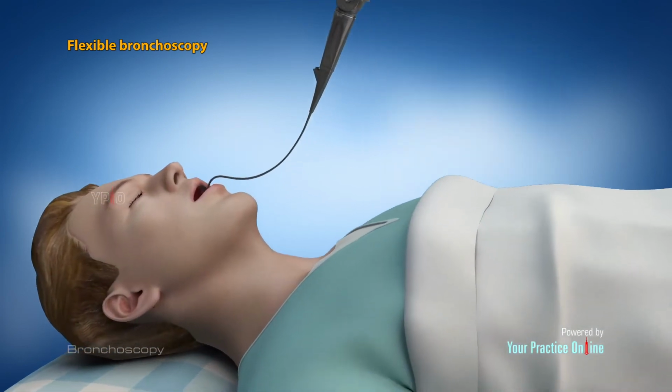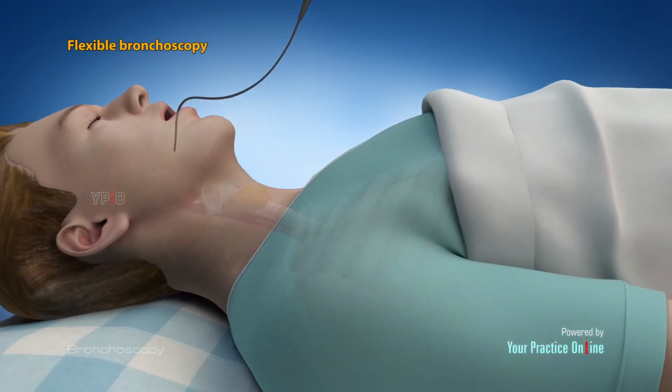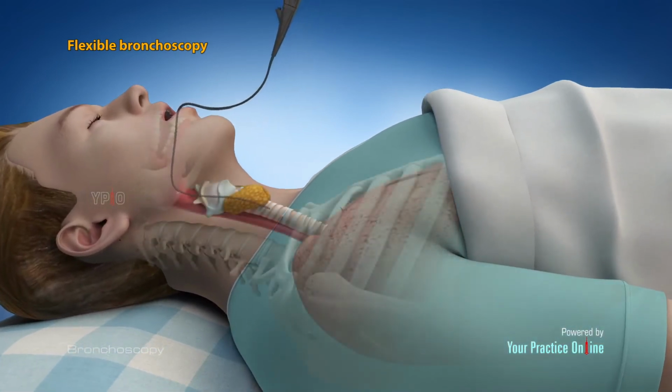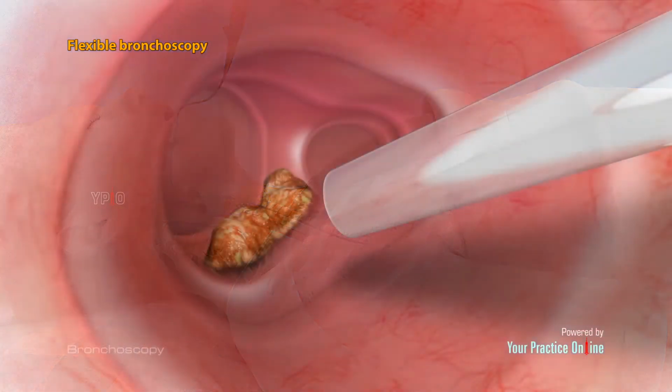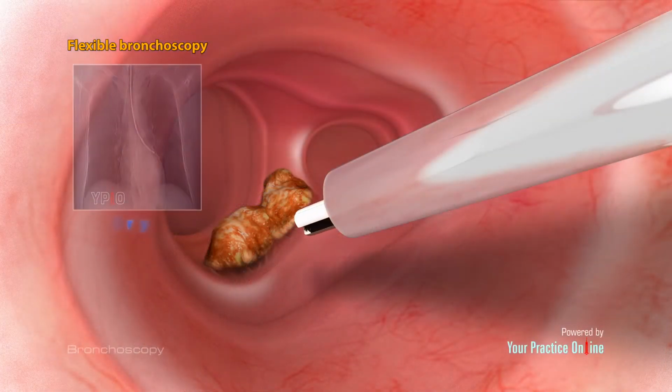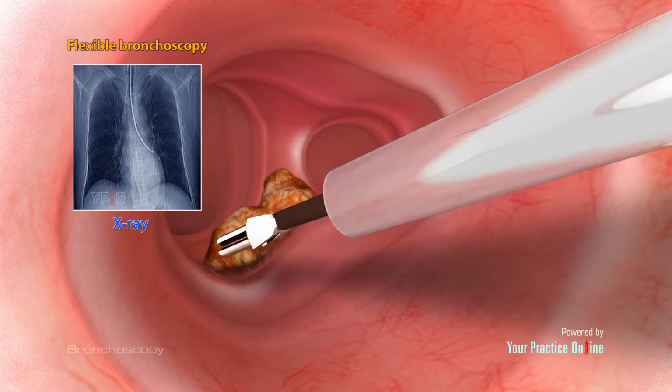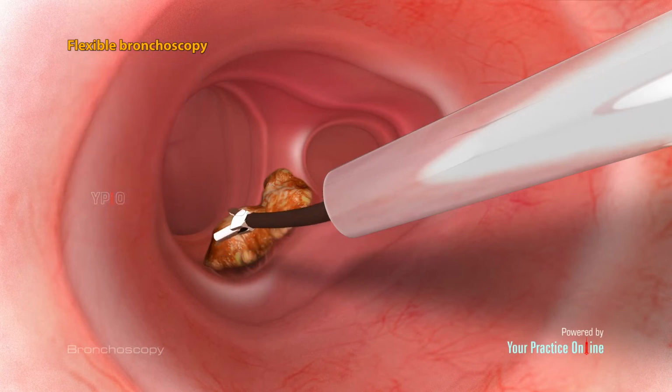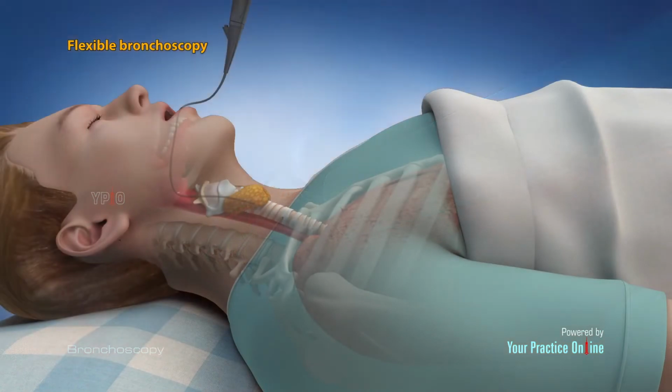The bronchoscope is gently inserted past the vocal cords and trachea into your lung while your doctor looks for abnormalities. Instruments are passed through the bronchoscope and guided by X-ray imaging to obtain tissue and fluid samples or to perform other procedures. Your airway will then be washed with a saline solution.